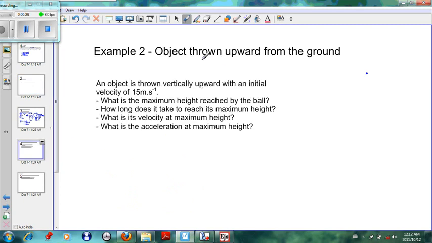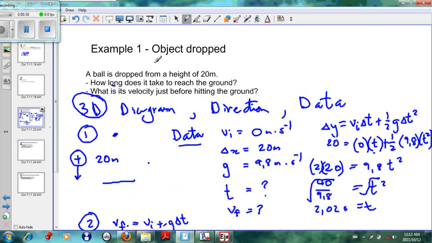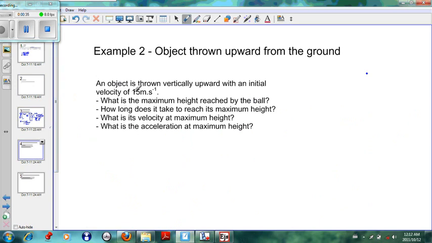Example 2. What happens when you throw an object upward? In the last case, we looked at what happens when an object is dropped. Now, if you throw an object upward, let's just look at this example. An object is thrown vertically upward with an initial velocity of 15. So here's the ground, and you have your object.